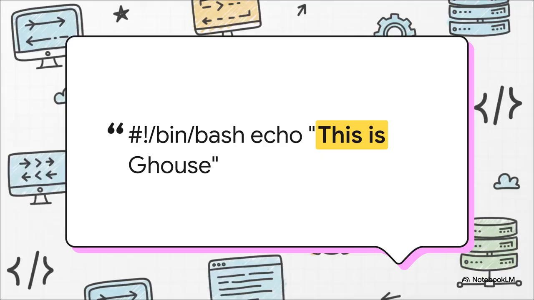And here we go, our very first script. Seriously, it's this simple. It's just 2 lines. You've got the shebang on top, which we just covered, and then an echo command. Echo just means print this text to the screen. That's literally all there is to it.